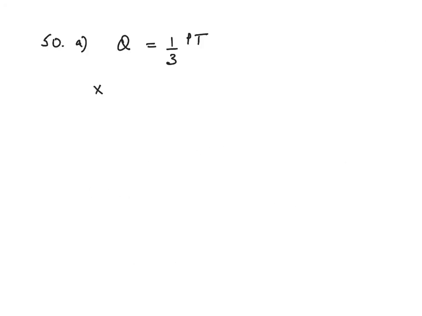Change the subject of the formula to t. First thing is to multiply by 3, so 3q equals pt. Divide by p to get t on its own.